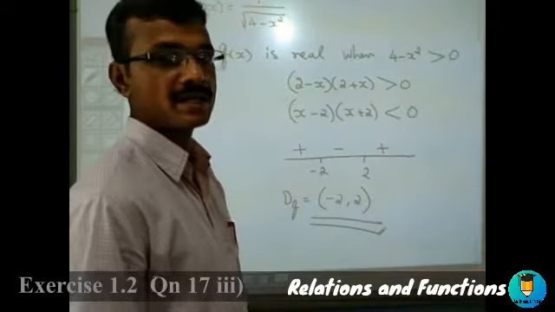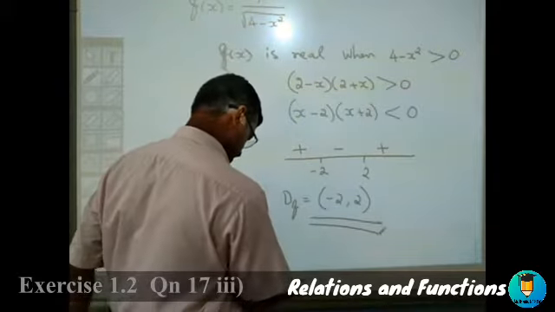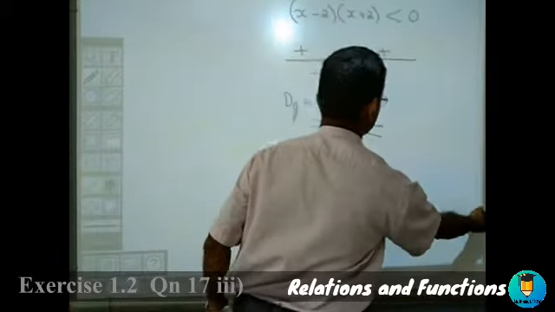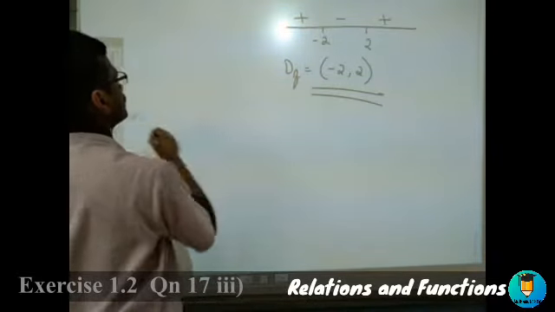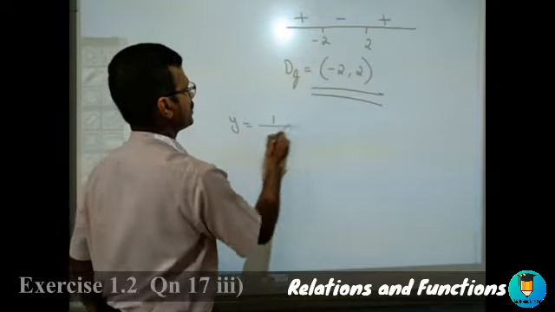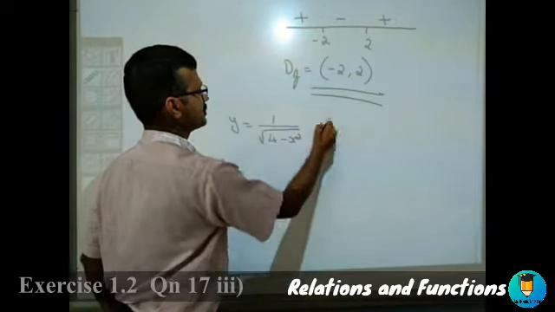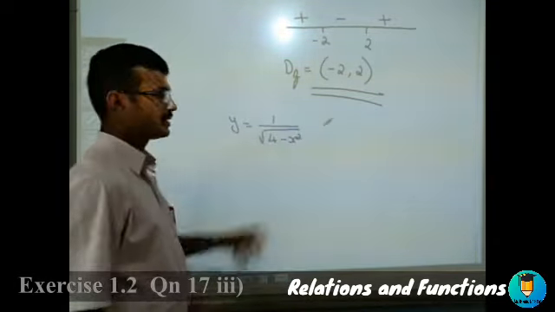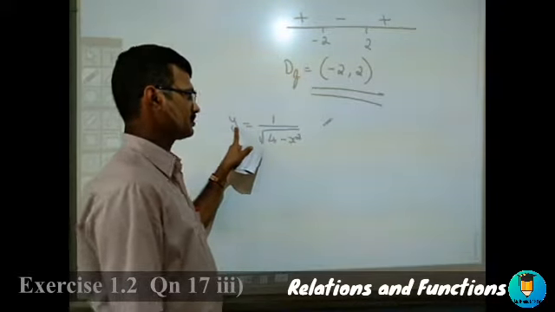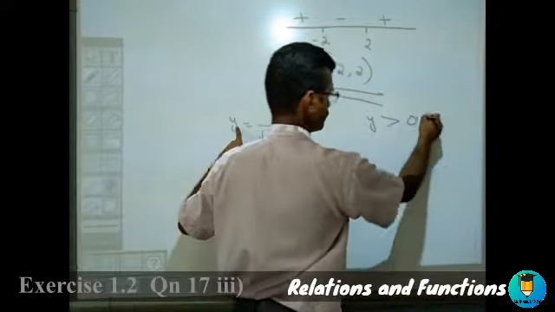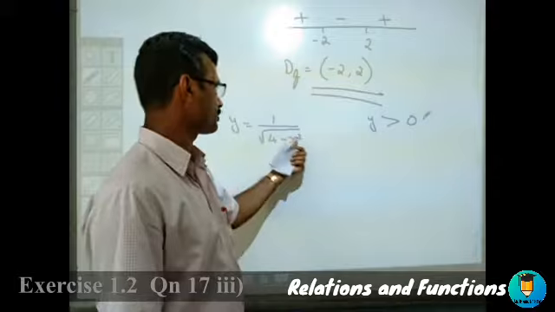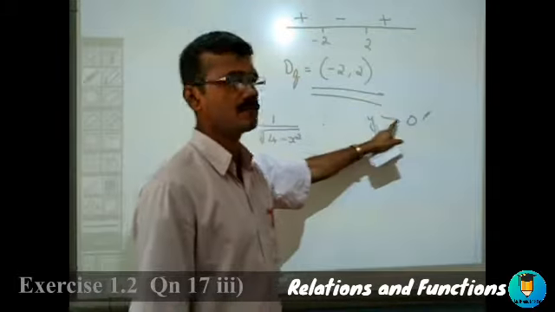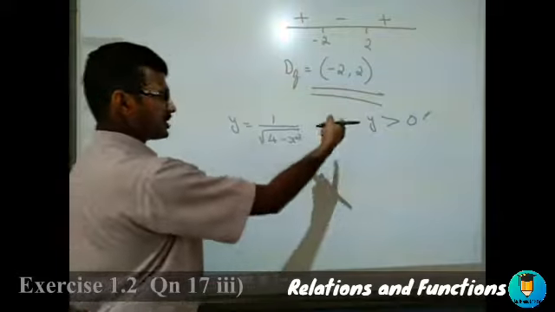Now you have to find out the corresponding range of this function. So we will take the function first of all, and I can write f(x) as y. That is, y is equal to 1 divided by under root 4 minus x square. I need the corresponding value of y when x is from minus 2 to plus 2. First of all, we know y will always be greater than 0. Since x is from minus 2 to plus 2, the value of y will always be greater than 0.